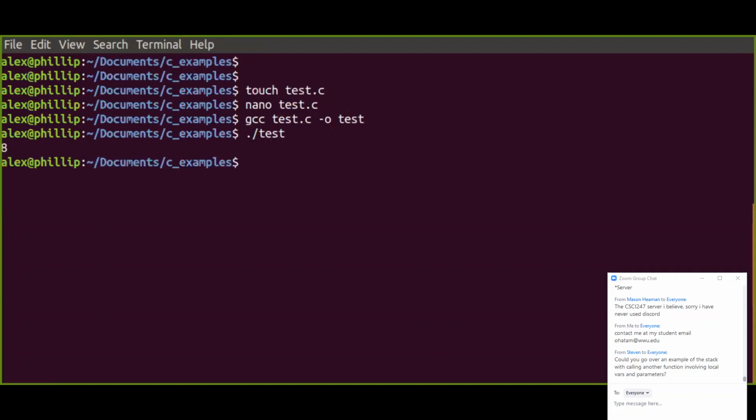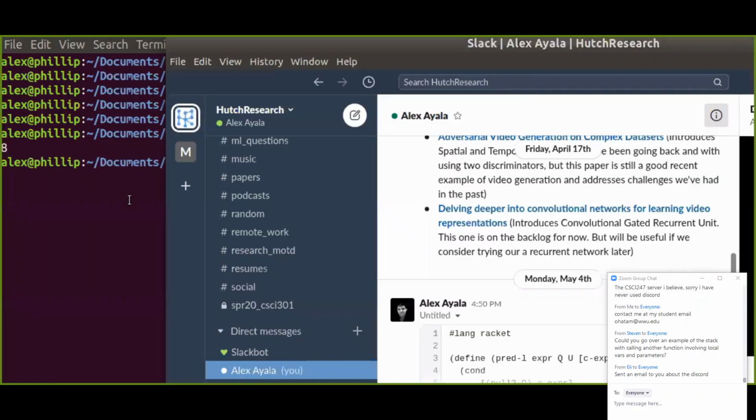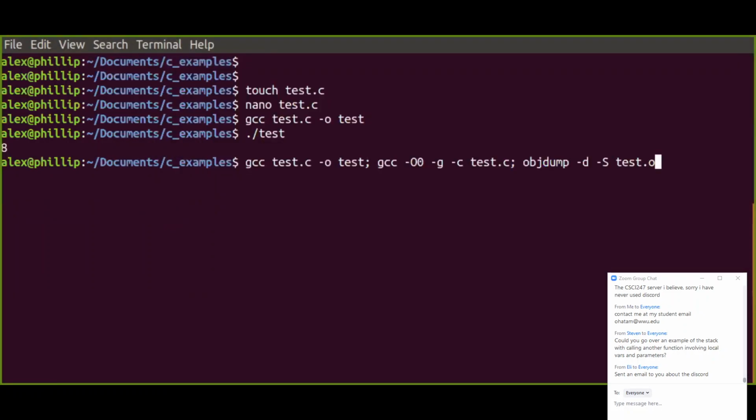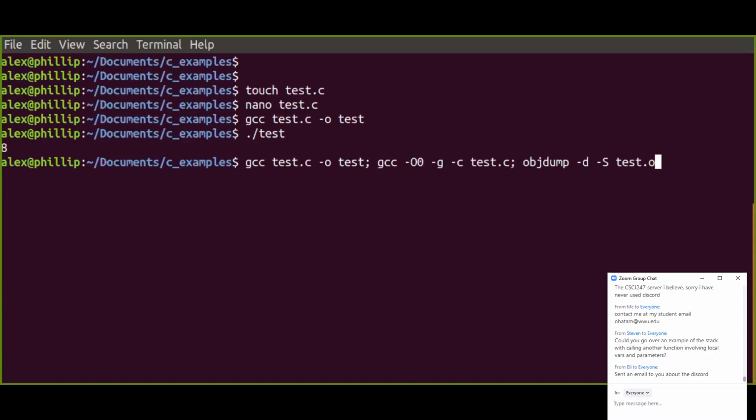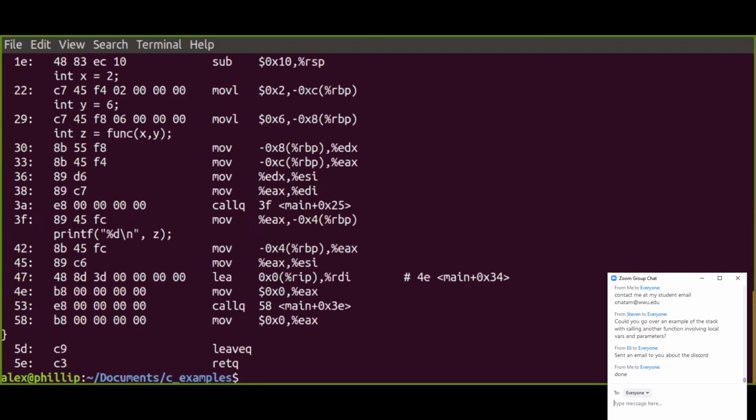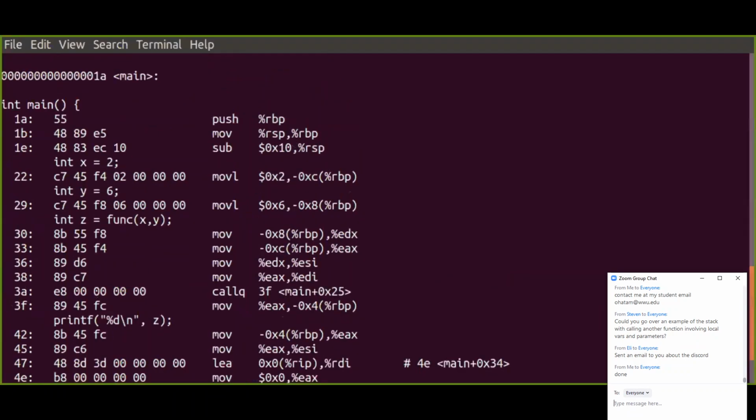Cool. So I am going to use a very nasty command here that you don't necessarily need to know what it does, but it's going to compile it for me. It's also going to compile it without any optimizations and provide an assembly file for that. And I'm using objdump to link the original source code with the assembly. Not very important. It's just going to give us a nice clear view of what's occurring here.